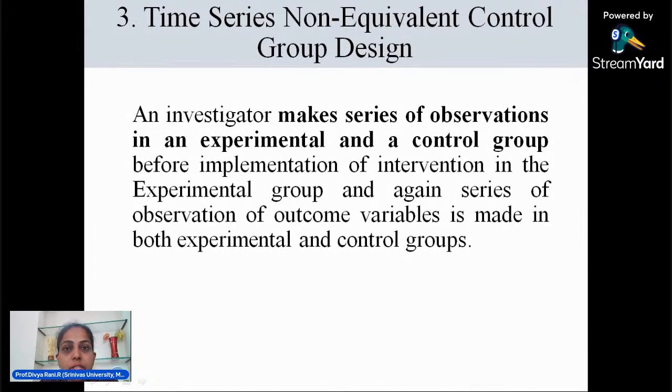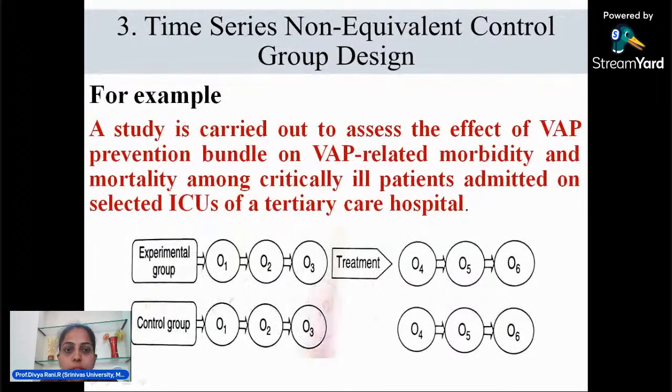Next is the time series non-equivalent control group design. In time series, a series of observations will be done on the patient in this kind of design, and there will be a control group. Next slide. You can see the picture. Time series means the experiment or the observation will be done over different series of time.